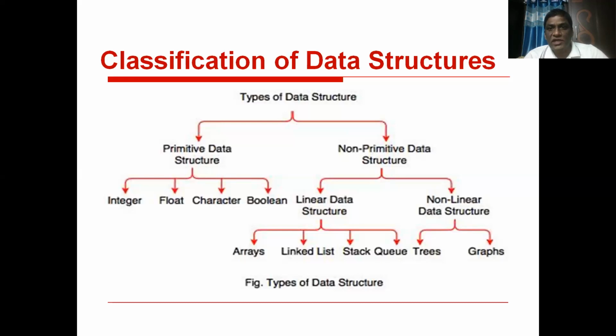But when it comes to data structures, non-primitive data structures are again classified into two types. They are linear data structures and the other one is non-linear data structures. This classification is very important because whenever we talk about data structures, this classification is very important. We don't bother about primitive data structures because they will be given by the programming languages straight away. So we don't bother about them, we'll directly utilize them.